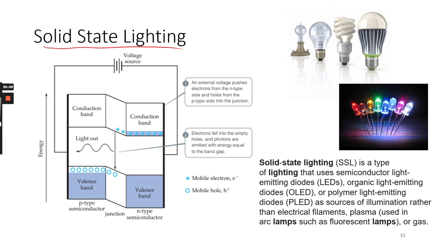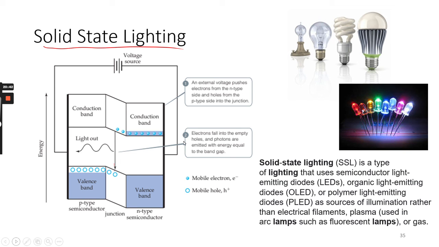And how does it actually work? So if you look here, down here, you have your P-type, which has the holes. So they drew these empty spots as holes. And then up here you have your N-type, which has the extra electrons. And so here you have an external voltage that will push the electrons from the N-type. So here's your N. It'll push the electrons into the holes of the P-type. See, the electrons going into the holes. The electrons fall into the empty holes, and photons are emitted.